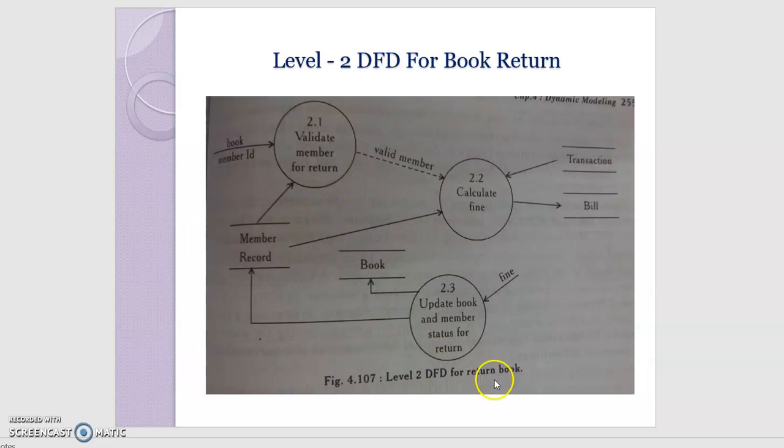Here the level 2 data flow diagram for return book is given. Here you have to consider each process in detail and the data stores for that particular process.